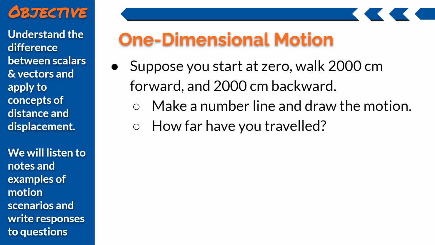Okay, suppose you start at 0, walk 2,000 centimeters forward, and then 2,000 centimeters backward. If you want to do this on your paper, you can. It says make a number line and draw the motion. How far have you traveled? So again, how far have you traveled if you go 2,000 centimeters forward and then 2,000 centimeters backward?